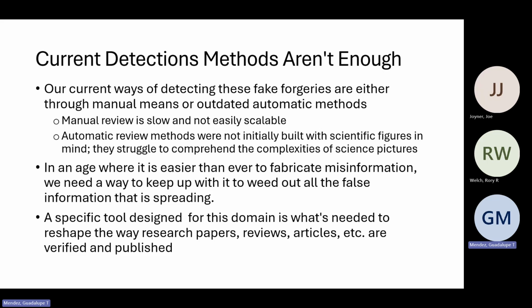Current methods of finding these copy move forgeries just aren't enough. These include manual review and automatic review methods, which were not initially built with scientific figures in mind. Manual review is super slow to do via human methods, and it's not easily scalable when there are so many research papers. And in an age where it is easier than ever to fabricate misinformation, we need a specific tool designed for this domain.